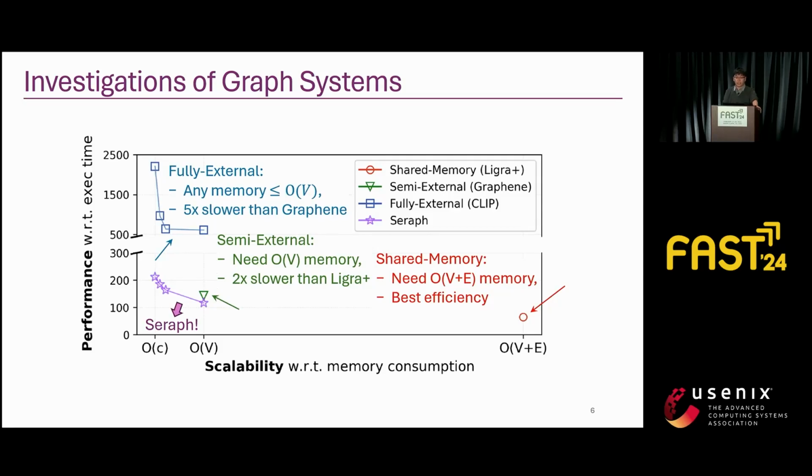So based on this investigation, the goal of this work is to present Seraph. Seraph is a fully external graph system. In other words, it retains the appealing feature that it can process a large-scale graph with only a constant amount of memory. But furthermore, compared with other fully external graph systems, its execution time can be greatly improved. So we position Seraph as an efficient fully external graph computation system in this spectrum.